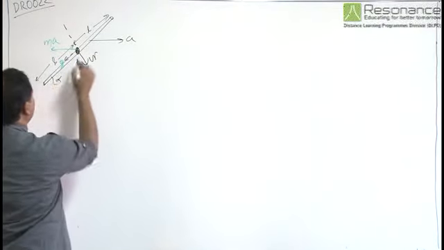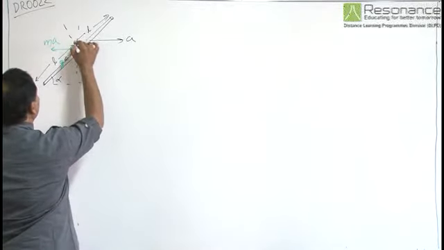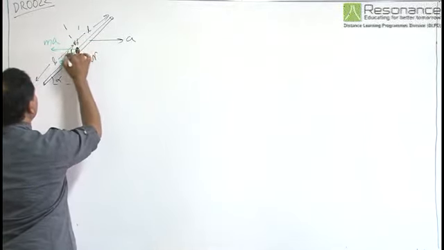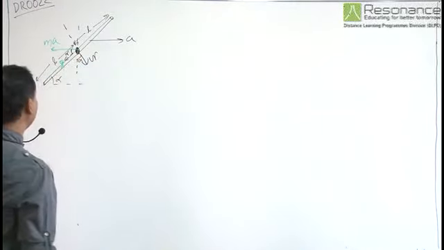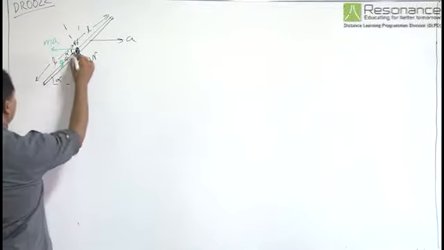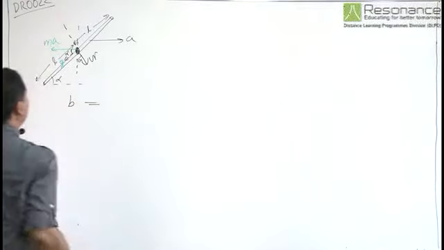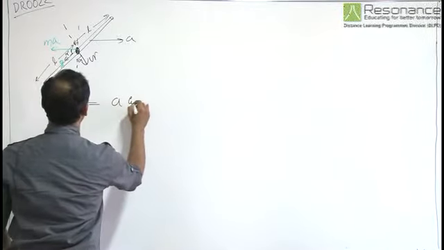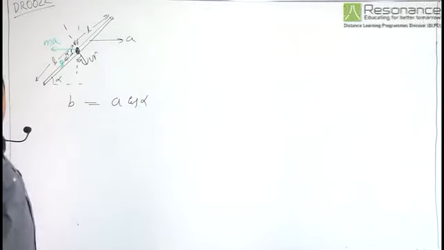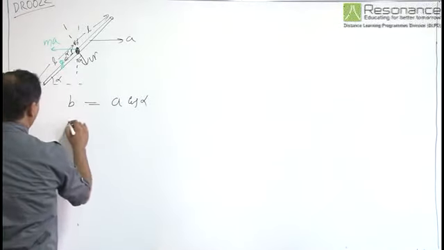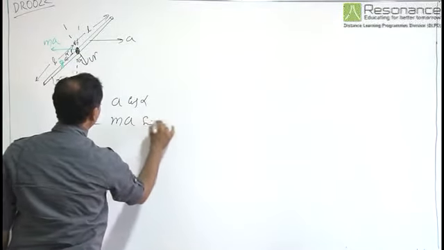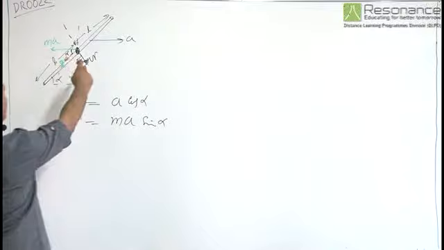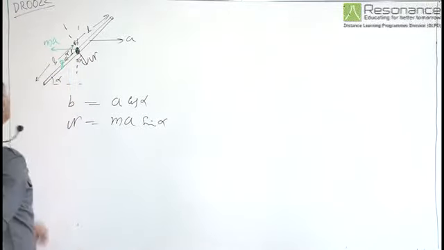As can be seen, this angle is alpha, this angle is alpha, so this angle is also alpha. So the acceleration of the bead along the rod, if I consider this acceleration to be b, is equal to a cos alpha. This is the acceleration of the bead along the length of the rod, and the normal reaction N is equal to ma sin alpha. This is the normal reaction due to this force.